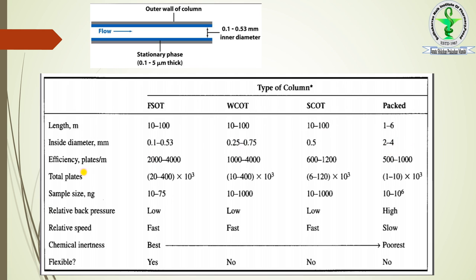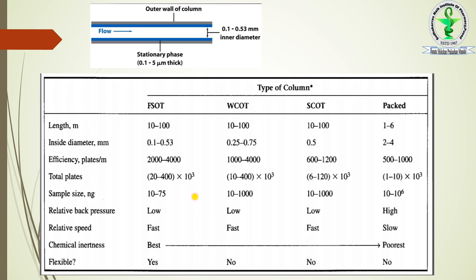Okay, so efficiency, the plates. Okay, plates range from 2,400 to 4,000. That is larger. In the case of wall coated open tubular column, 1,000 to 4,000. And support coated open tubular columns, it might range from 600 to 1,200. And packed columns have very low efficiency of plates, ranging from 500 to 1,000.